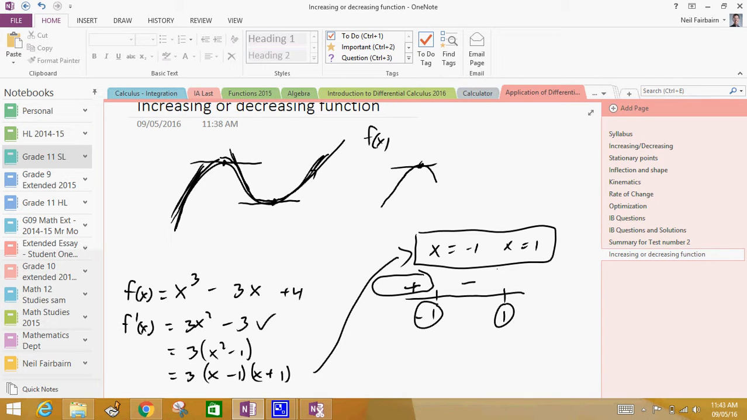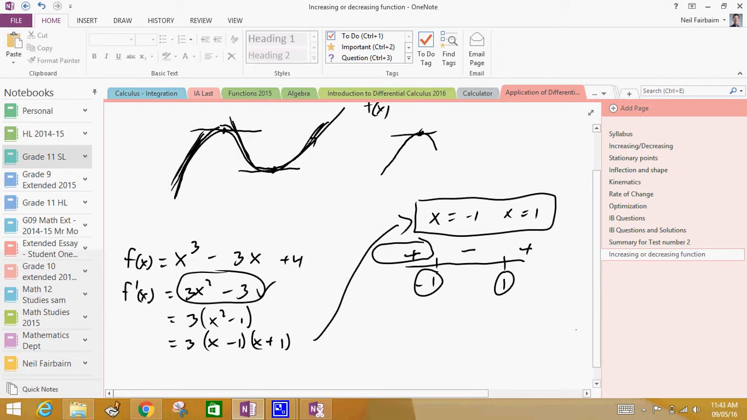And similarly, we will check after x is equal to 1. So let's say x is equal to 2. So once again, we go into here, x is equal to 2, 4 times 3 is 12, 12 minus 3, that's a positive number. And that tells me it's increasing after 1.